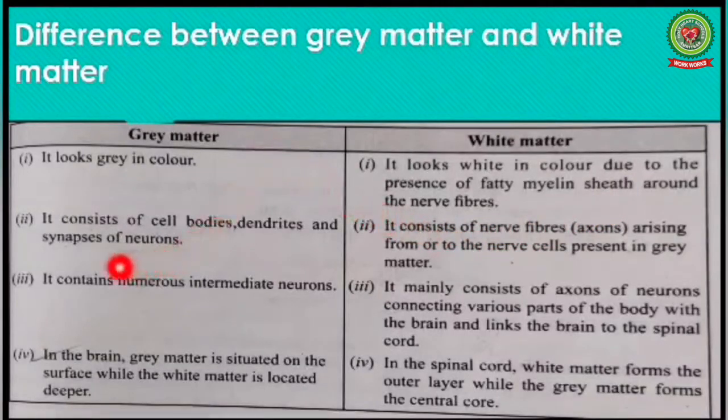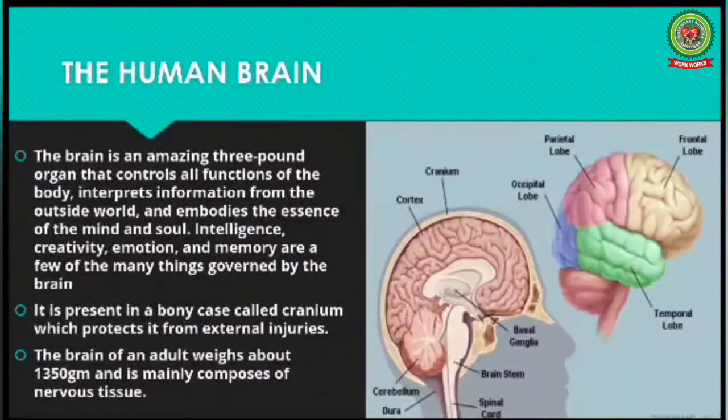Grey matter contains numerous intermediate neurons, and white matter mainly consists of axons of neurons connecting various parts of the body with the brain and links the brain to the spinal cord. In the brain, the grey matter is situated on the surface while the white matter is located deeper, whereas in spinal cord the white matter forms the outer layer while the grey matter forms the central core.